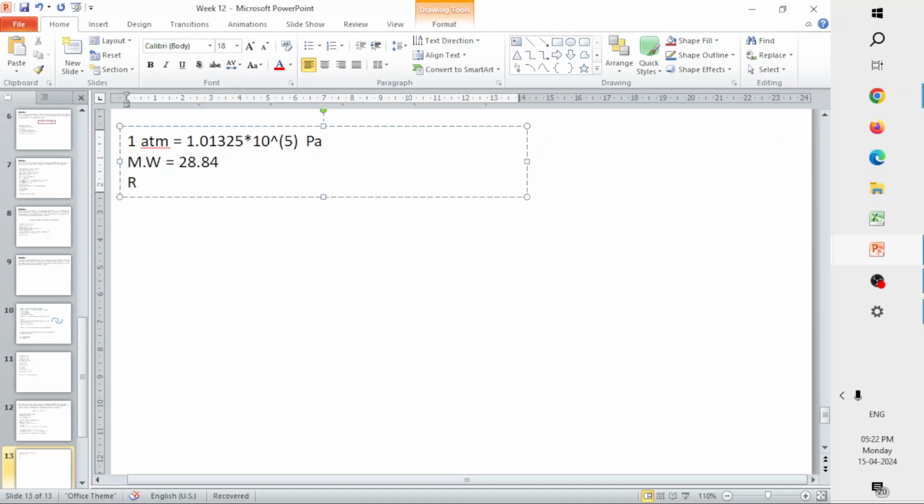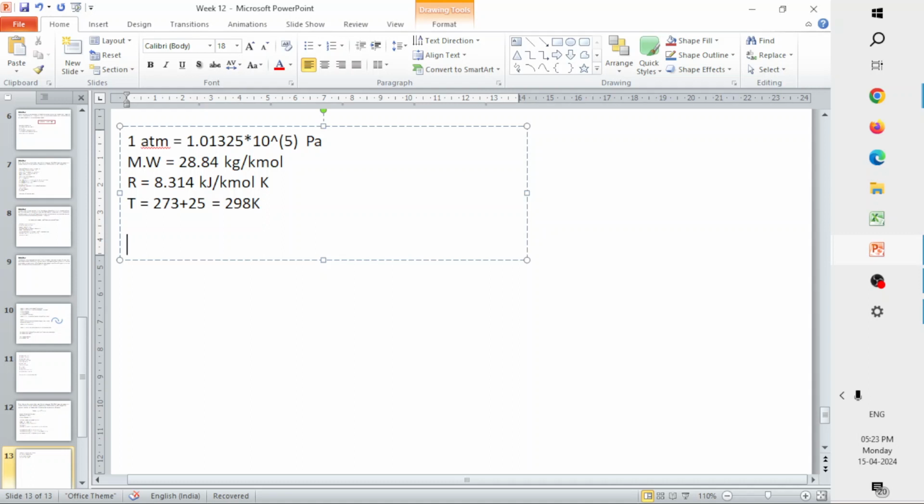28.84 kg per kilomole. The value of R, the gas constant, is 8.314 kilojoule per kilomole Kelvin. And your temperature is given as 25 degrees Celsius. So if you convert to Kelvin, it would be 273 plus 25, that is 298 Kelvin.